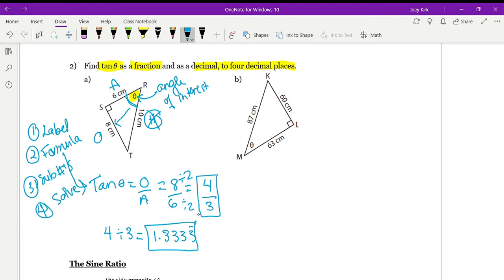So if we have a go at this one here, first thing we've got to do, figure out our angle of interest. So I see it right there. This is our angle of interest. I need to label my triangle. So I have my opposite side. I know my hypotenuse is across from the right angle, and I know whatever I have left is my adjacent side. So the sides that I'm going to care about here for tan are the opposite and the adjacent. Now I'm going to write out my formula, which is that tan of the angle theta is going to be equal to opposite over adjacent.